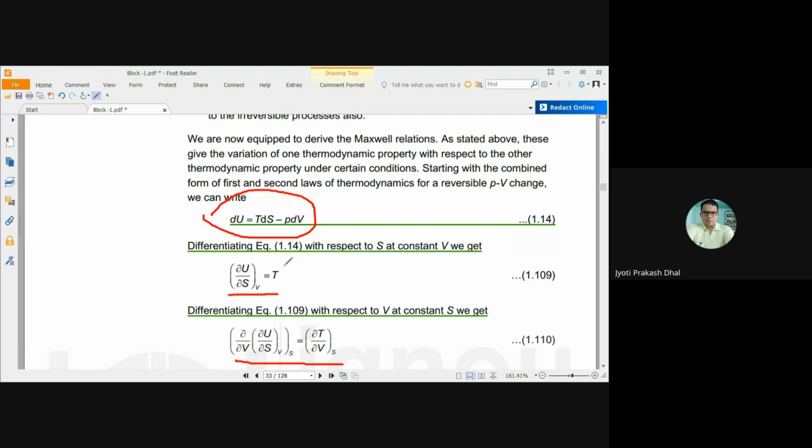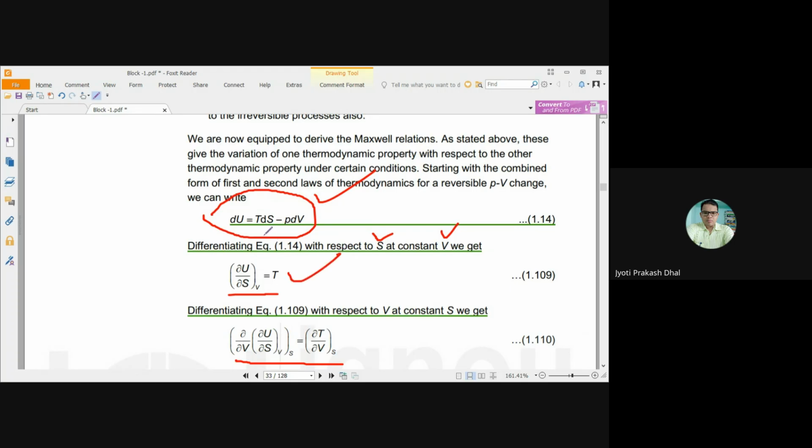Now, differentiating this equation with respect to entropy at constant volume. Again, I am telling you, this is the fundamental equation if we consider internal energy as the state function: dU equals TdS minus PdV. Differentiating this equation with respect to entropy at constant volume, we can write del U by del S at constant volume equals T.